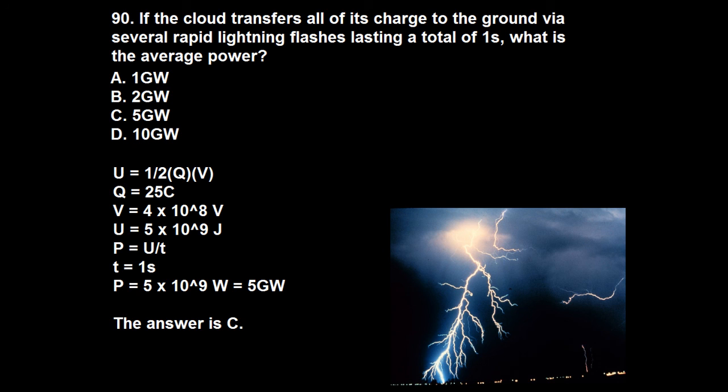We know that power is energy over time, and time is 1 second, meaning that our power is just 5 times 10 to the 9th watts, which is equal to 5 gigawatts. The answer is C for question 90.